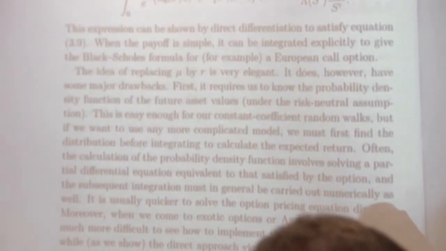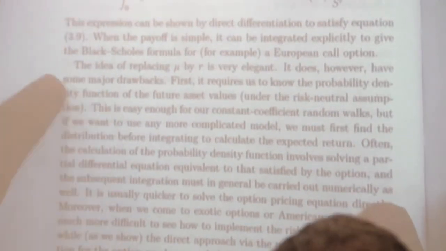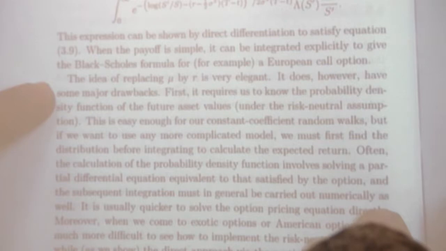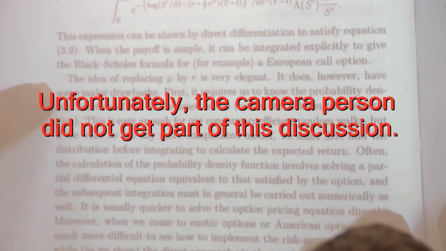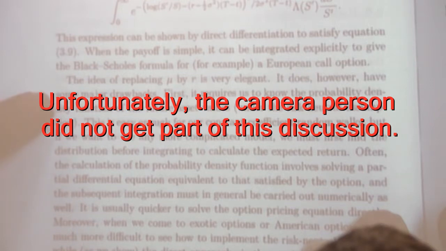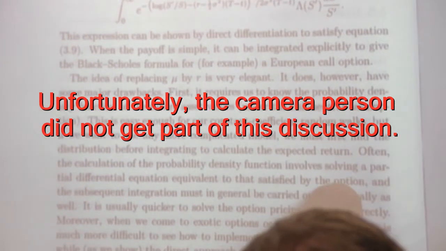So they go through this, and mu ends up dropping out. You end up getting an R, the risk-free rate. So let's pick up here. It says the idea of replacing expected return by the risk-free rate is very elegant. It does, however, have some major drawbacks. First, it requires us to know the probability density function of the future asset values under the risk-neutral assumption. So that's these on the bond.